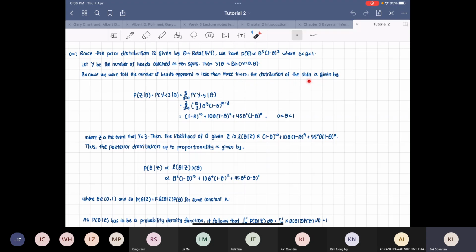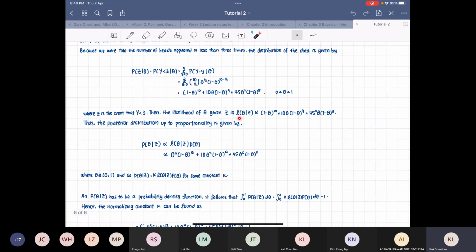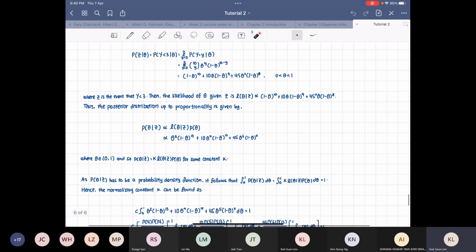the distribution of the data that we want to find is actually the cumulative probability of Y less than 3. I use Z over here, so Z represents the event that Y is smaller than 3. We can write it out and obtain this. This part represents Y equals 0, Y equals 1, and Y equals 2. So the likelihood of the data given Z, L(theta | Z), is proportional to this part.